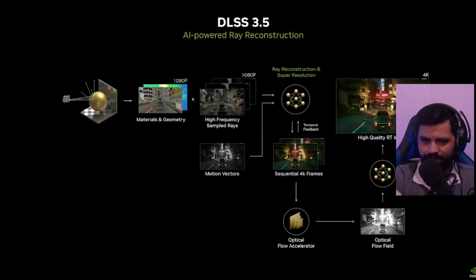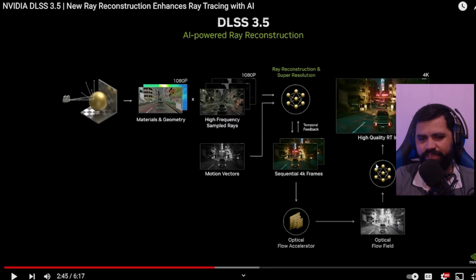With DLSS 3.5, we are introducing Ray Reconstruction. They do have a very complicated pipeline here. So there's the rasterization. They also have motion vectors. The input for the neural network is the high frequency sampled rays and the geometry. There's a multiplication here, right? So the input for the network is the noisy input data, geometry, and the motion vectors. And there's also a temporal feedback of 4 keyframes. There's an optical flow accelerator. This gets the optical flow field.